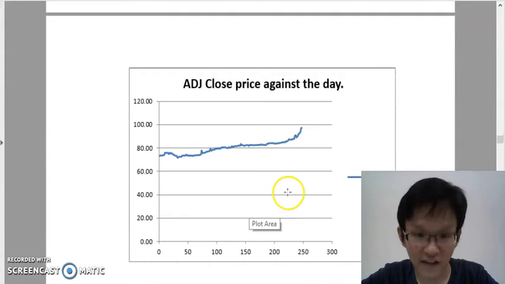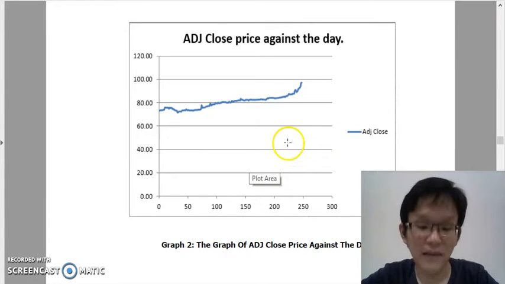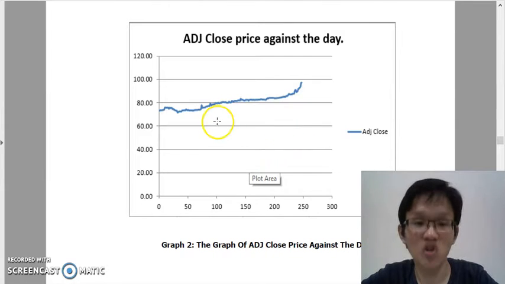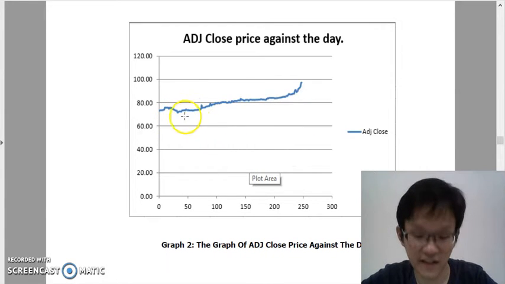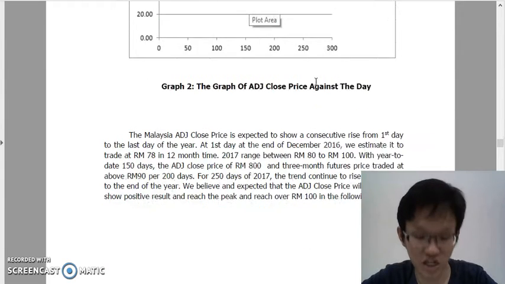And here is another graph of adjacent close price against the day. The Malaysian adjacent close price shows a consecutive rise from the first day to the last day of the year, and this can prove that the adjacent close price will show positive results in the following years.